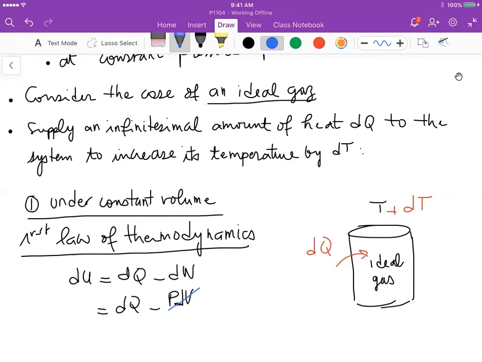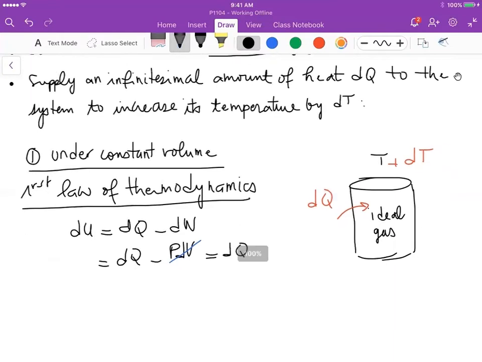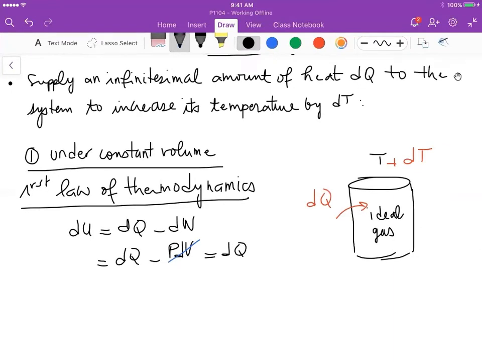So that means that dU reduces to dQ only. And we know what dQ is, right? In this case, the heat is supplied to the system and it is converted to internal energy, and all of this happens at constant volume. So we know that the heat capacity is defined as 1 over n times dQ over dT. And since this happens at constant volume, we add a subscript V to say that it is happening at a constant volume.